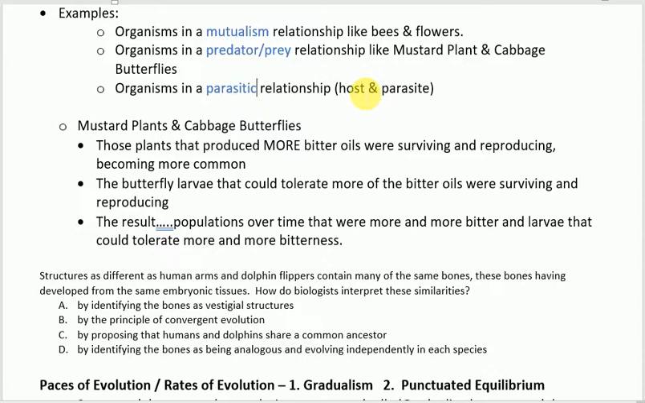So, for example, the predator-prey, the mustard plant and the cabbage butterflies, those plants that produced more bitter oils were able to survive and reproduce, and they became more common. The butterfly larvae that could tolerate the more bitter oils were also surviving and reproducing. So the result was the populations over time that were more and more bitter and the larvae that could tolerate more and more bitterness coincided.